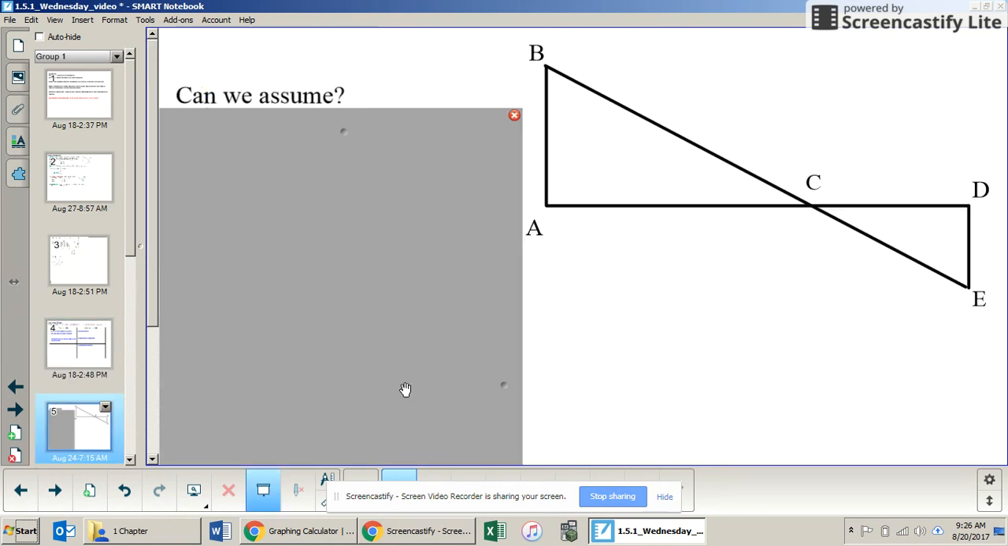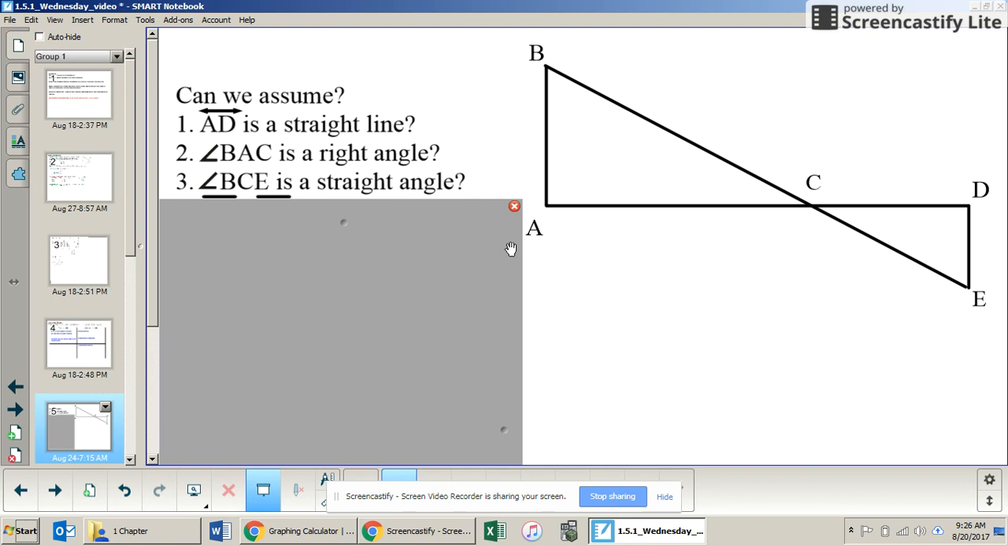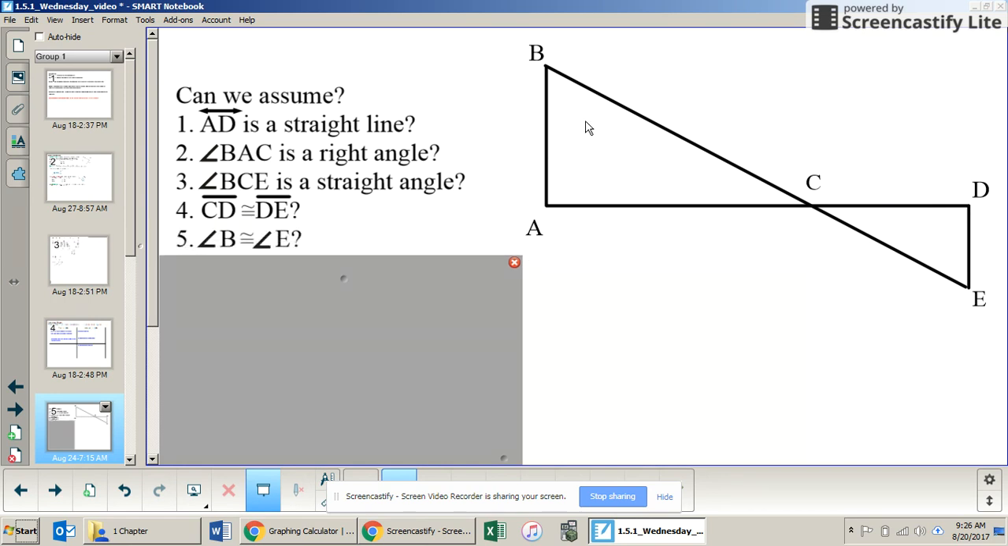So a little pop quiz here, and this appears in your workbook too. Based on this diagram, can we assume that this line AD is a straight line? Number 2, can we assume that BAC is a right angle? Number 3, can we assume that BCE is a straight angle? Number 4, can we assume that CD and DE are congruent segments? Number 5, can we assume that angles B and E are congruent just because they look like it?